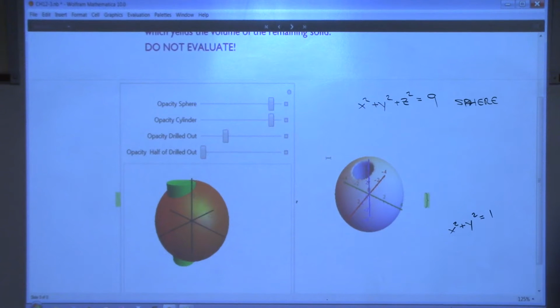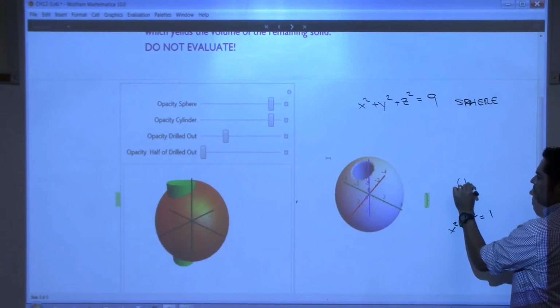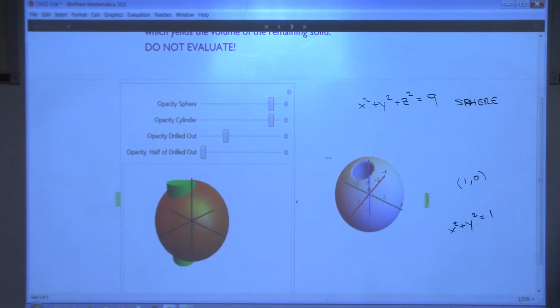A cylinder, but that would go through the origin, wouldn't it? Wouldn't that be right up through the center? I don't want it there. Where do I want the center of that thing to be? The center of it should be at 1, 0, shouldn't it?